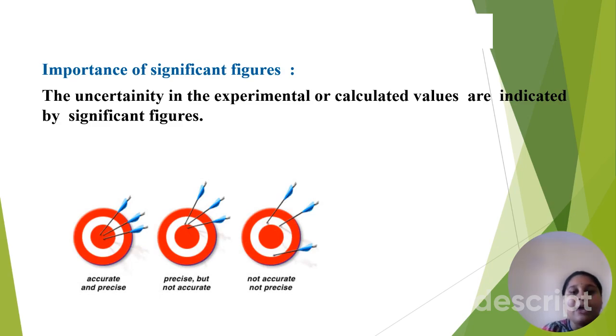See, all the arrows pointing towards the archery board are at the same place. Accurate, precise. This is precise. It is not reaching the middle point, so it is not accurate. It is precise. It is nearer, but not exactly on the same point. But here it is neither accurate nor precise.